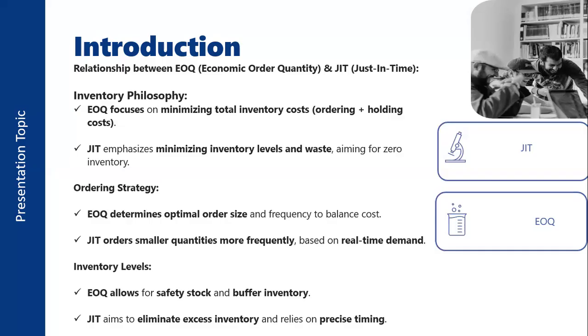Then we come to another angle of these two aspects, that is the inventory level, the very ground level of these two aspects. From there, we find that EOQ allows safety stocks and buffer inventory management, basically. But GIT aims to eliminate the excess inventory. Basically, timing of production is a precise matter in this process.